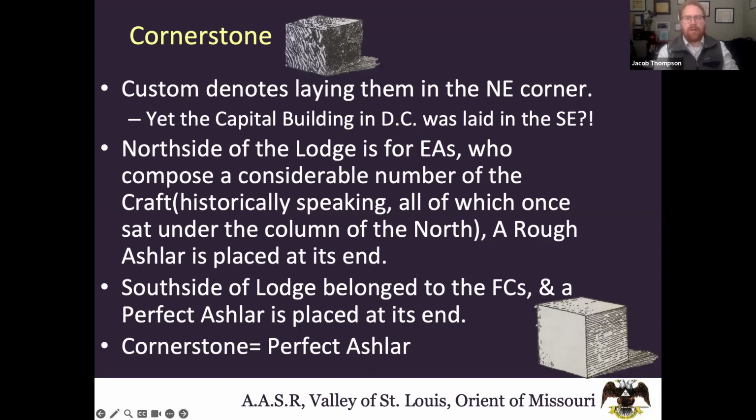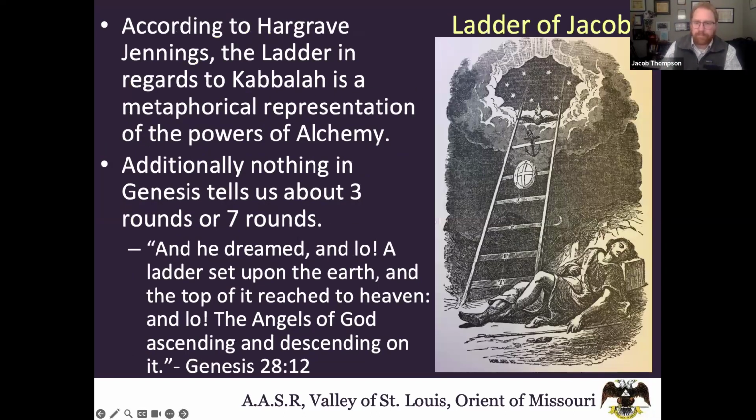He talks about the north side of the lodge being for entered apprentices who compose a considerable number of the craft. Most of them would take up that side on the north. That's why we place a rough ashlar over there. The south side of the lodge, of course, belonged to fellow crafts, potentially some master masons. Smaller number, smaller quantity, so perfect ashlar there. And a cornerstone is a perfect ashlar, keeping that in mind.